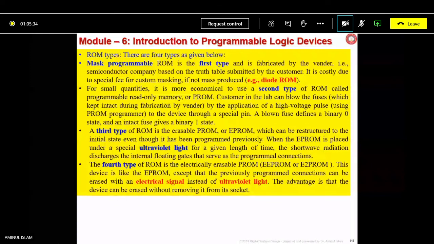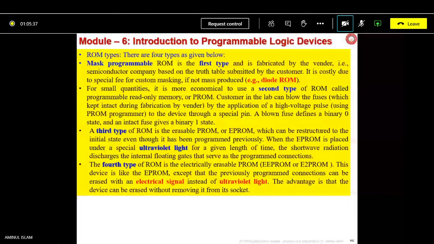The first type is fabricated by the vendor, meaning the chip maker or foundry, or the vendor may order and make the chip and sell it in the market. So the semiconductor company makes it on the basis of the truth table submitted by the customer. It is costly due to the special fee for custom masking, if not mass produced.